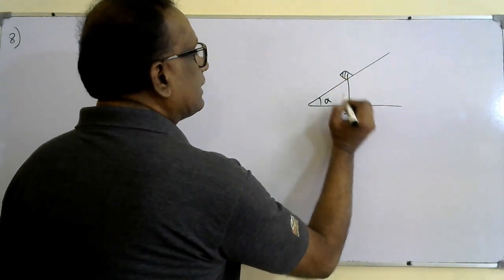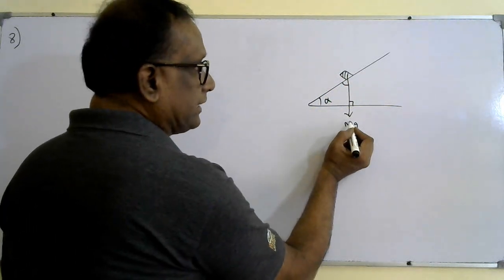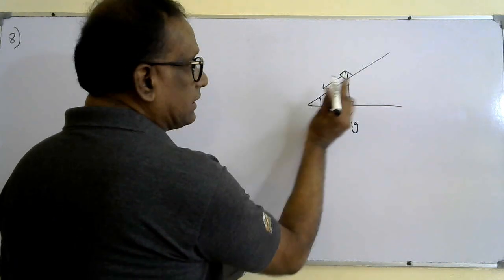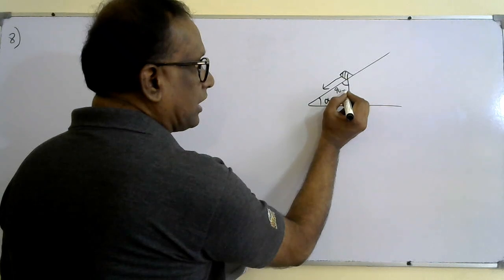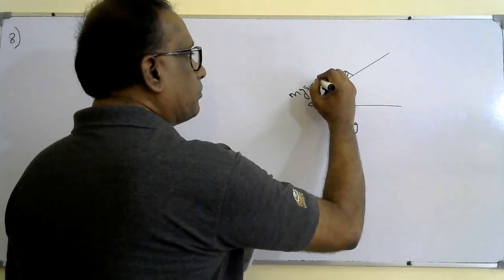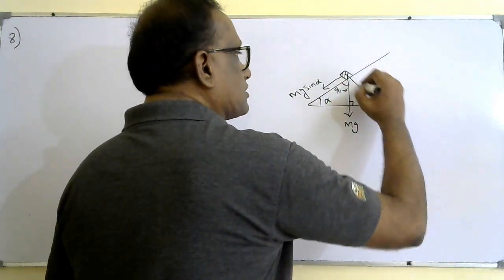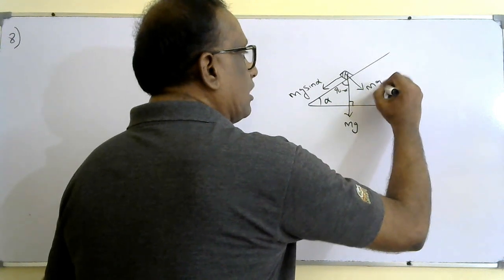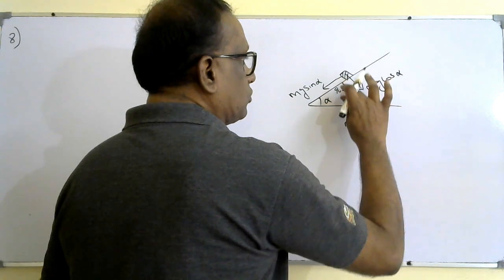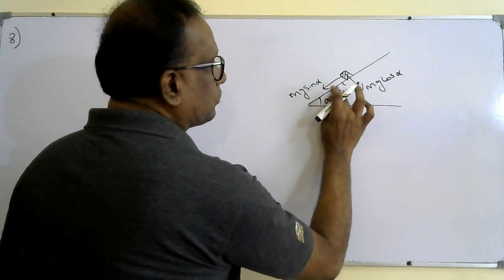This is 90 degrees, this will be 90 minus alpha. The component of the weight along the plane down will be mg cos(90 minus alpha), that is mg sin alpha. The component of the weight perpendicular to the slope will be mg sin(90 minus alpha), that is mg cos alpha. So I resolved those two forces, so I don't need to show them, right? The weight is resolved into two right angle directions.